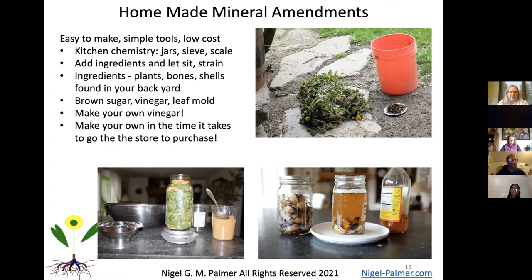And it's very simple to make your own vinegar. In fact, I argue to most people that you can actually make a vinegar extraction in the time it takes you to get into your car, go to that store to purchase something and come back. By the time you've spent the gas and the time and the resources to go and get that product, you could have made your own fermented plant juice or vinegar extraction.